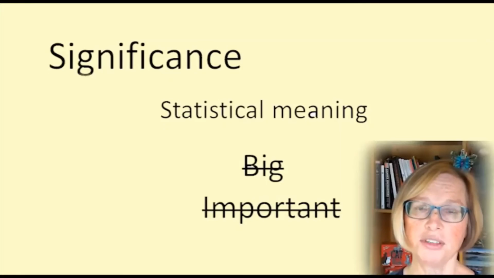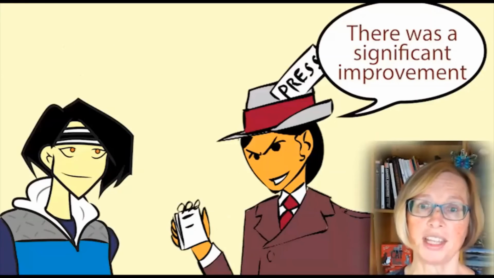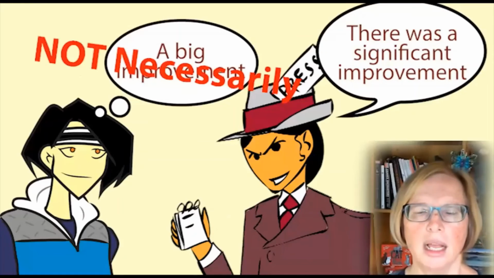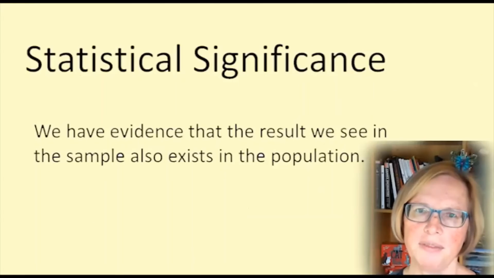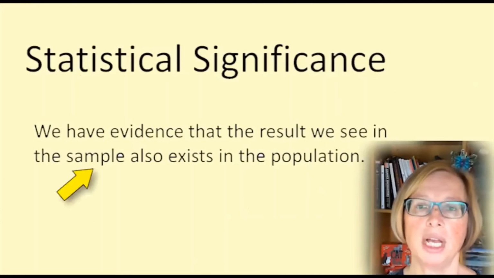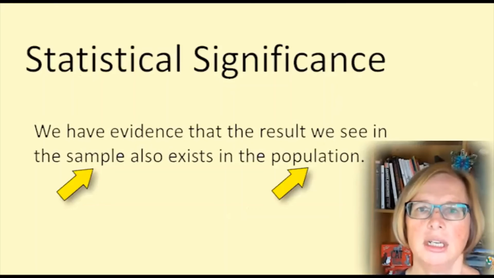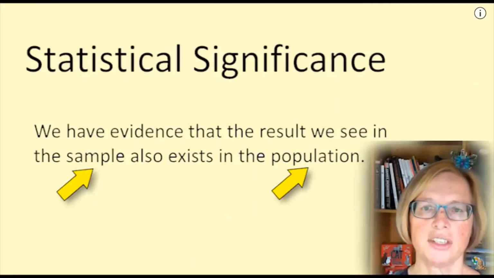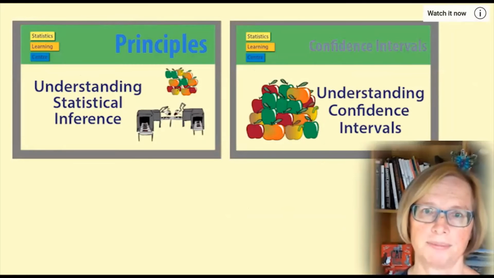This is a problem with news reports, because when people say that the results are significant, people think that means big and important, but in fact, it might not be. When a result is statistically significant, that means that we have evidence from our sample that the effect that's in the sample exists also in the population. Now, you need to understand what sample and population are to understand this, so if you don't, it would be good to look at our video on understanding inference or understanding confidence intervals.